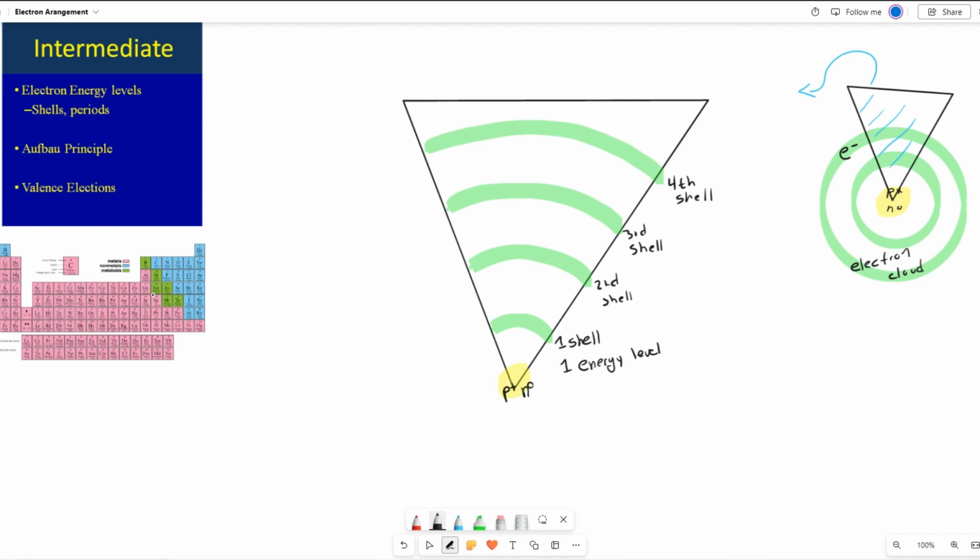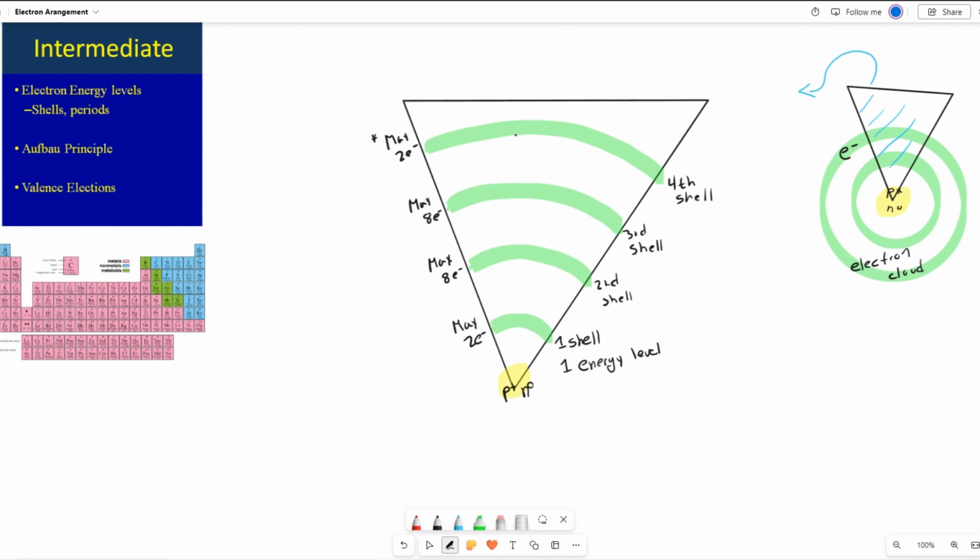In the first shell, you can have a maximum of 2 electrons. In the second shell, it's a little bit bigger, you can see, so you can have more electrons in it. You can have a maximum of 8 electrons. In the third shell, or energy level, you can have a maximum of 8 electrons. And in the fourth shell, we're only going to talk about up to the first 2. So we're just going to put a maximum of 2 electrons.